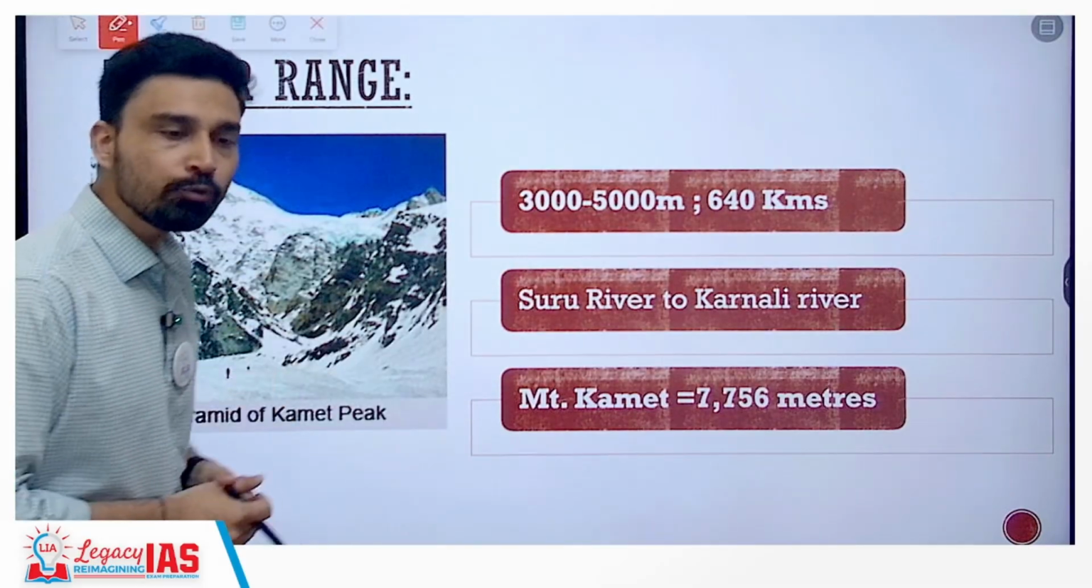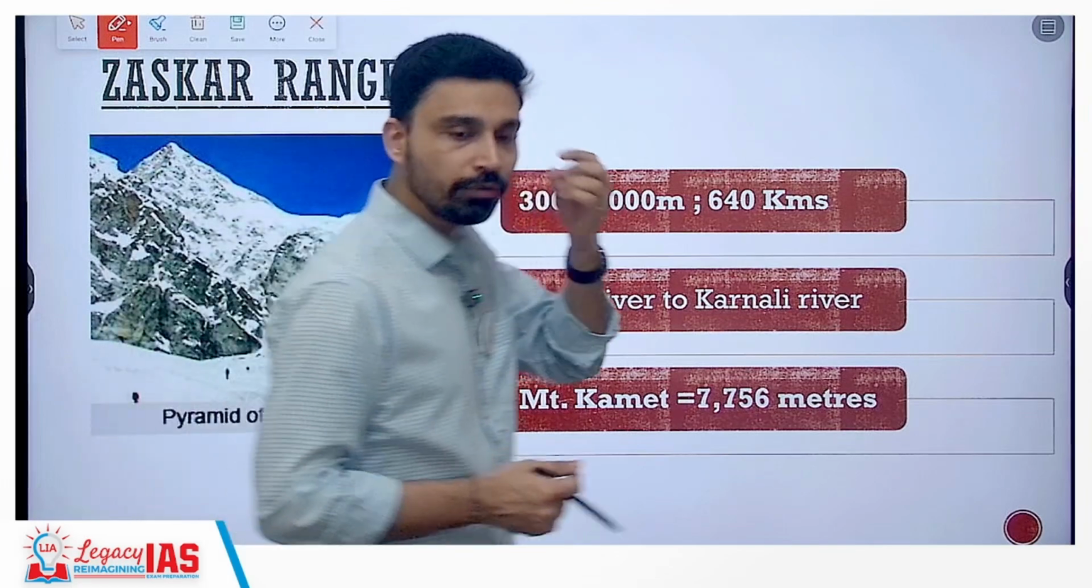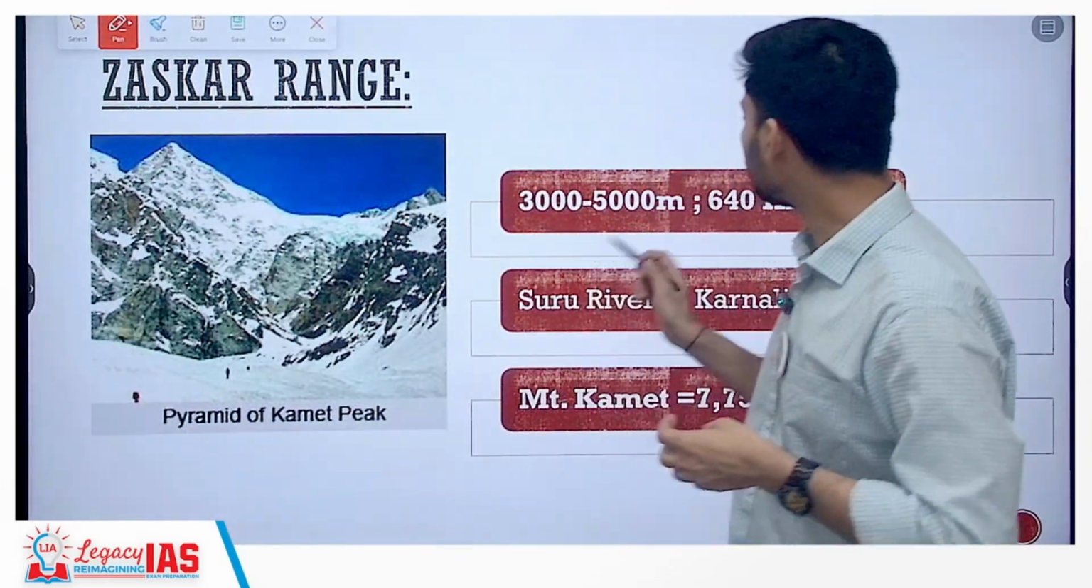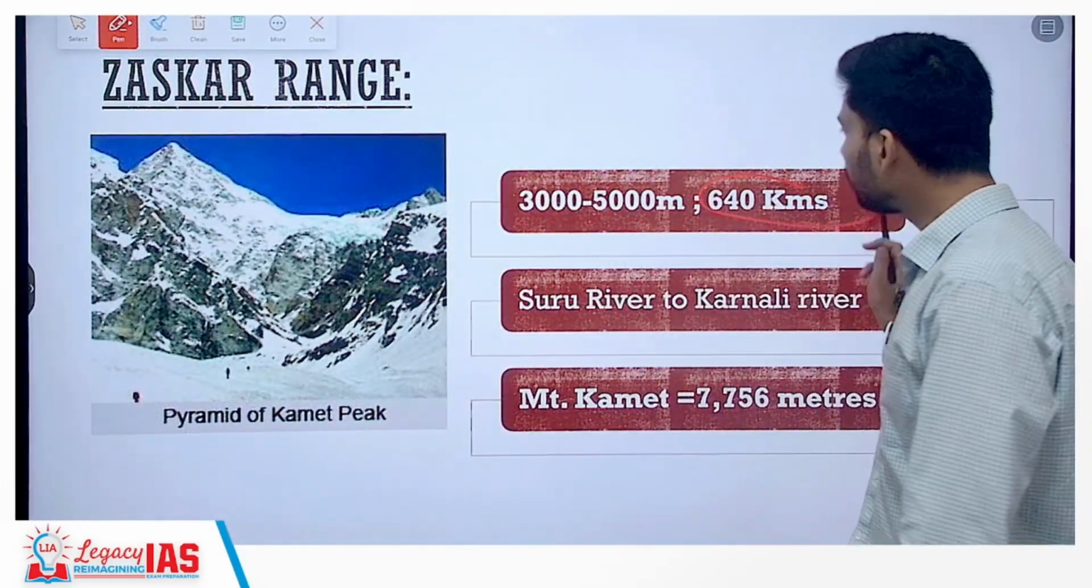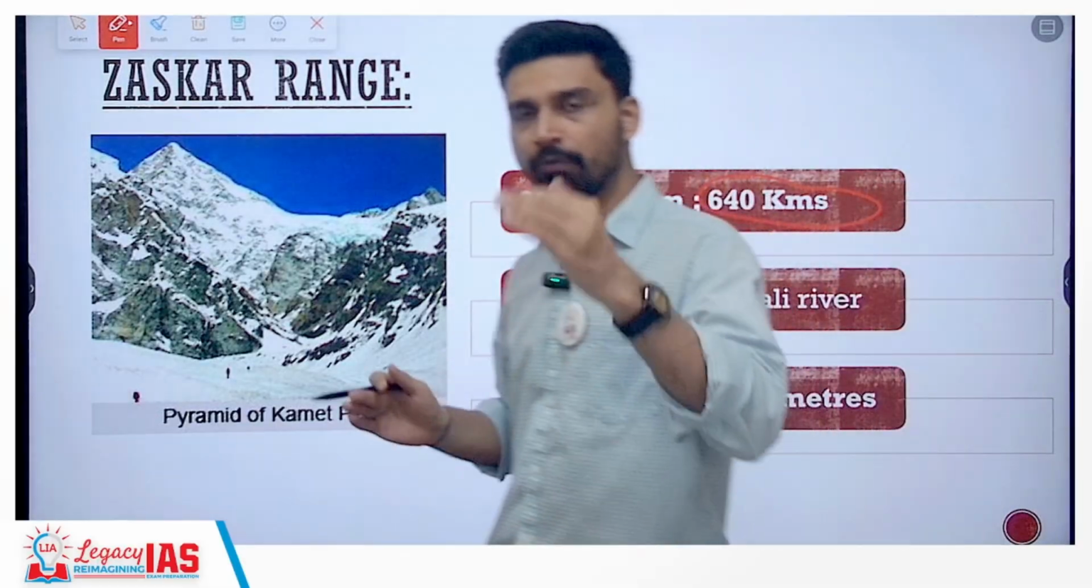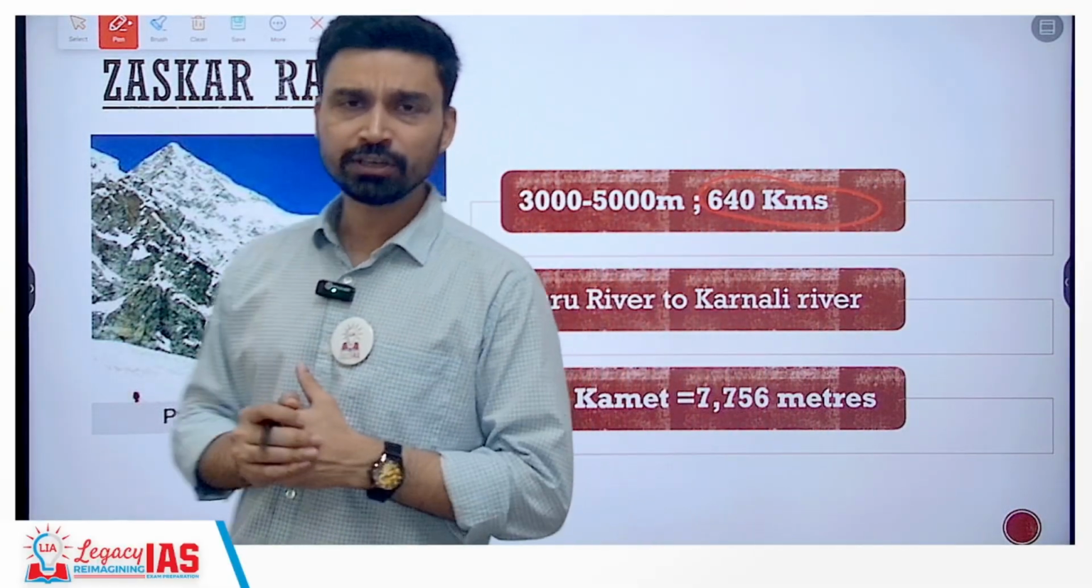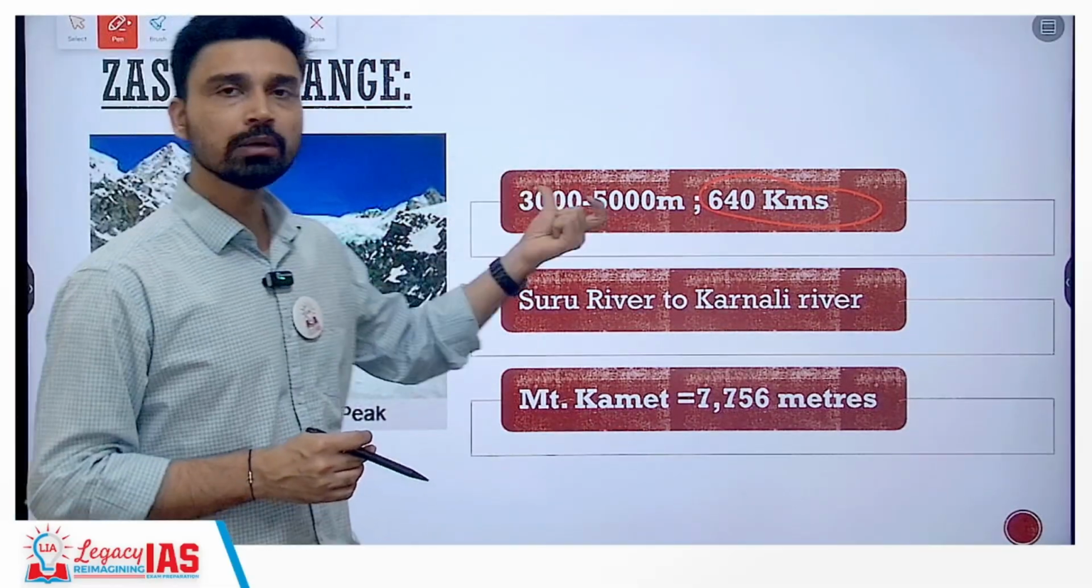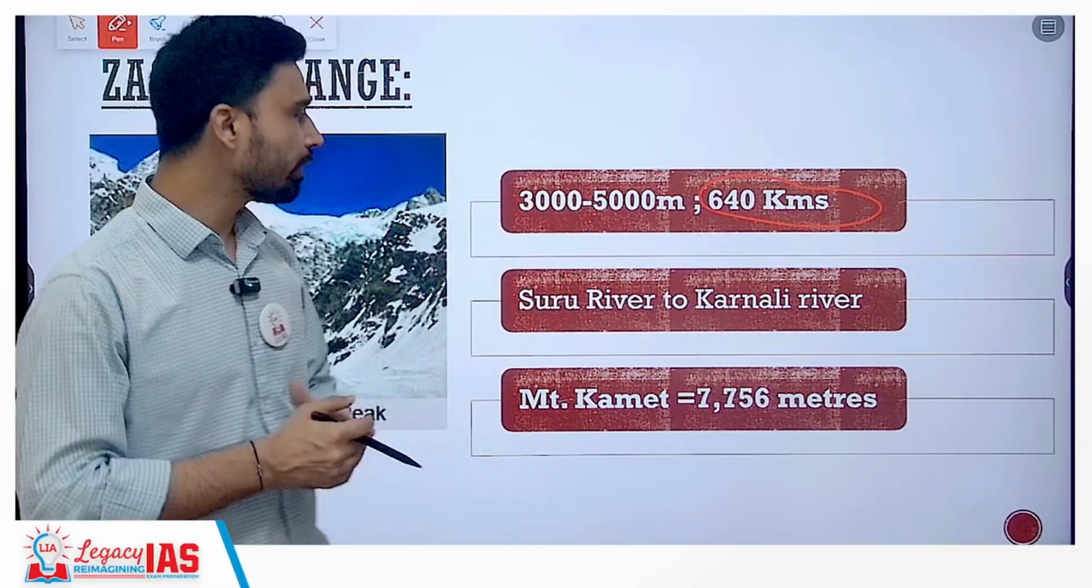Then the southernmost part of the Trans-Himalaya is what we call the Zanskar or Jaskar range. It is roughly a 640 kilometer long mountain extending from west to east. Average elevation is slightly lower here compared to Karakoram and Ladakh. It is about 3,000 to 5,000 meters.